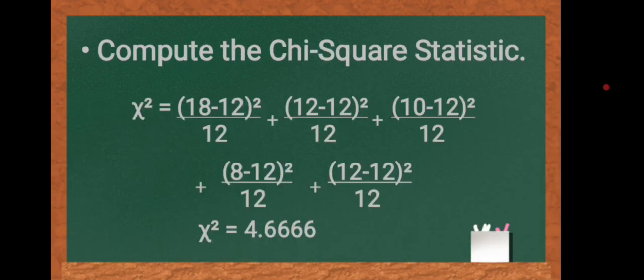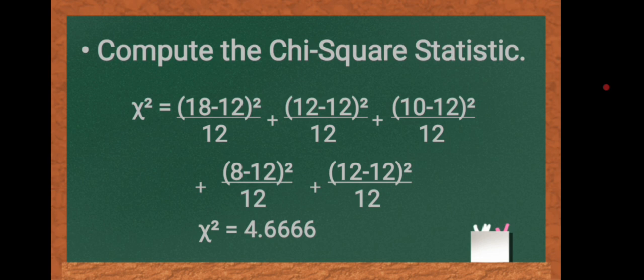Fourth step, to compute the chi-square statistic, we subtract the expected frequency from the observed frequency. Square the result, then divide it by the expected frequency. We do this for each category. After calculating each value, we add them all together to get the chi-square statistic. This value will be compared to the critical value to determine whether to reject the null hypothesis.